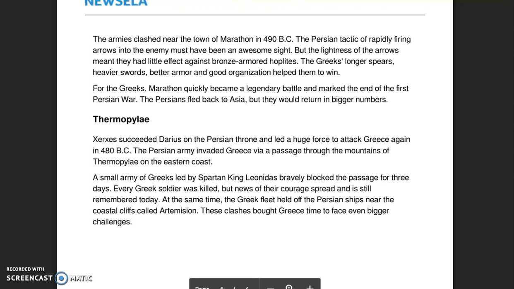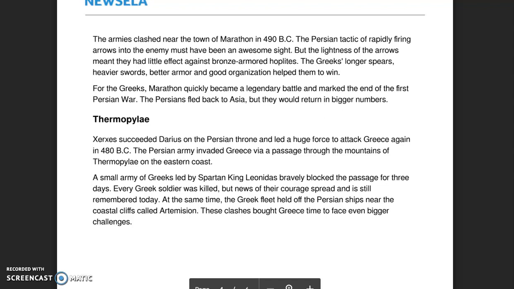The Persian tactic of rapidly firing arrows into the enemy must have been an awesome sight, but the lightness of the arrows meant they had little effect against bronze-armored hoplites. The Greeks' longer spears, heavier swords, better armor, and good organization helped them to win. For the Greeks, Marathon quickly became a legendary battle and marked the end of the First Persian War. The Persians fled back to Asia, but they would return in bigger numbers.